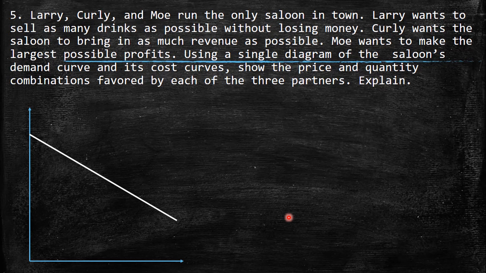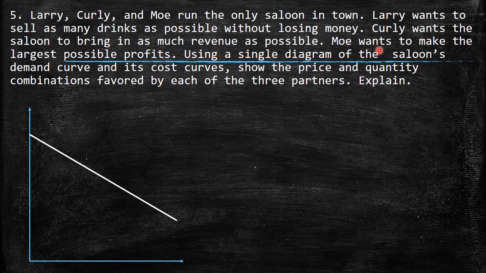Then we have the next point. Larry, Curly, and Mo run the only saloon in town. Larry wants to sell as many drinks as possible without losing money. So first, we need to identify that in a single diagram, and we need to identify the decision of each one. Using a single diagram, the saloon's demand curve and cost curves, show the price and quantity combination favored by each of the three partners.